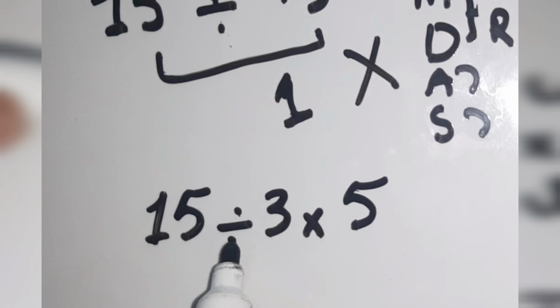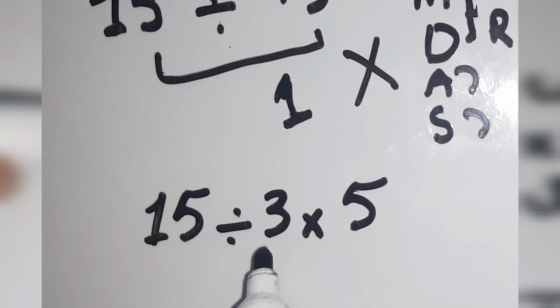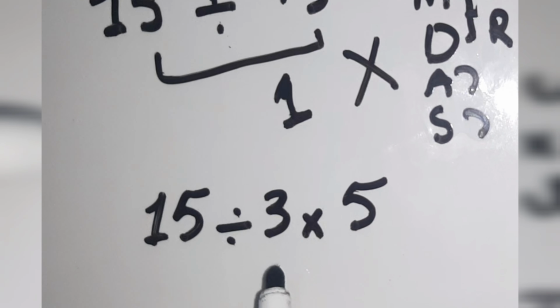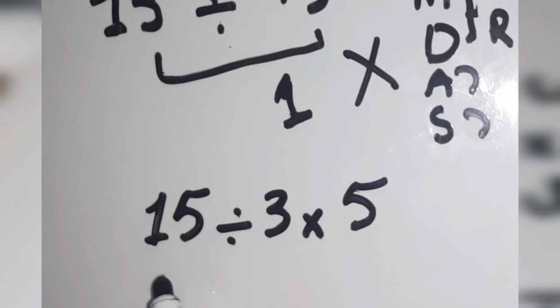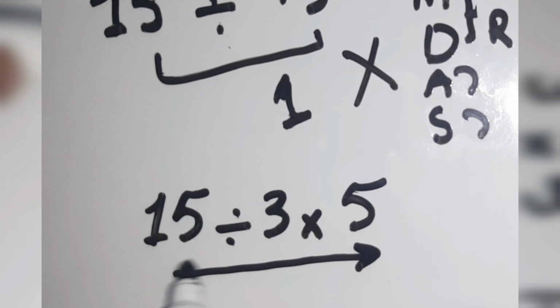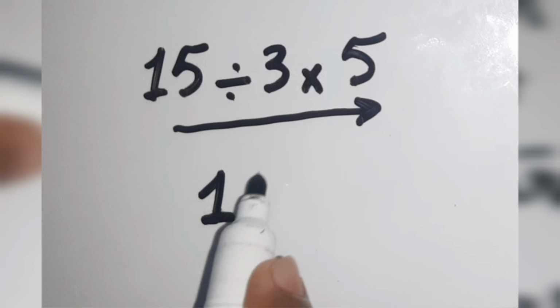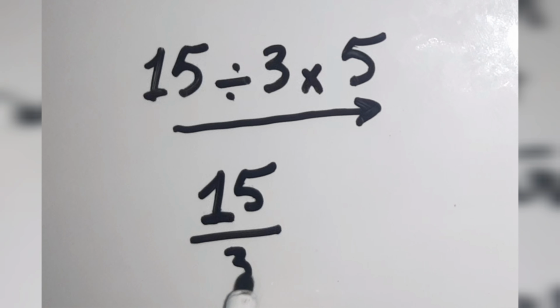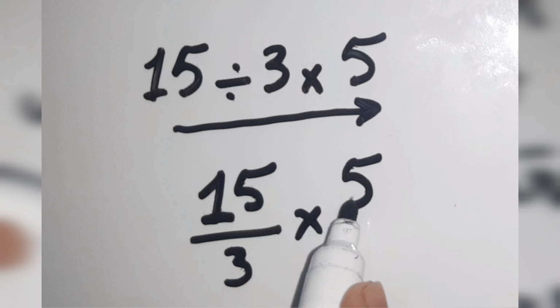Now in this expression, division and multiplication, we know that multiplication and division have equal priority. Always work from left to right. So first we do division. 15 over 3 times 5.